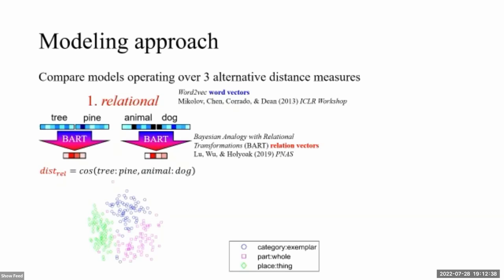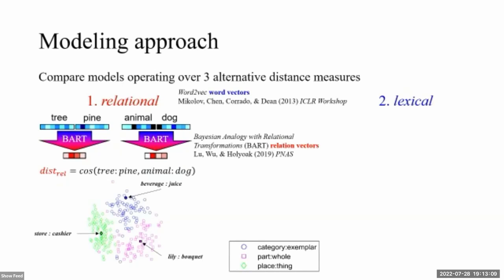And to give you a sense of the kind of information that this model captures, what I've done here is I've plotted individual word pairs in a t-SNE plot, just in a two-dimensional space, and I've color-coded them according to the relations that they're meant to instantiate. And so these relational vectors seem to capture pretty well the relational meaning of each of the word pairs, in the sense that they discriminate between the relational categories, the category exemplar, part whole, and place thing relations, quite well.